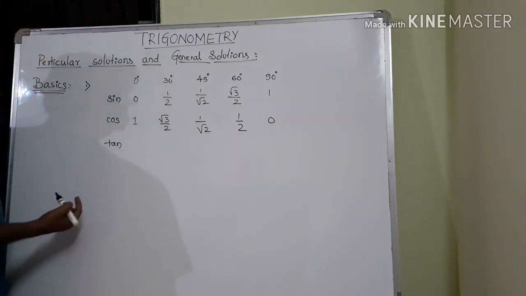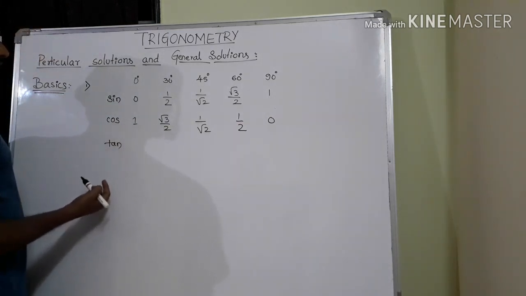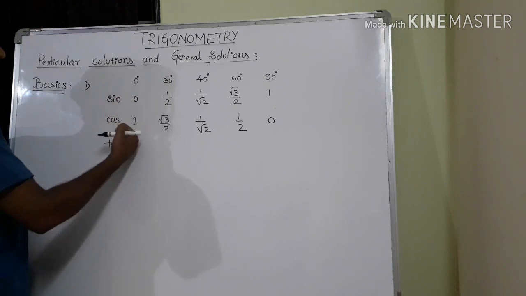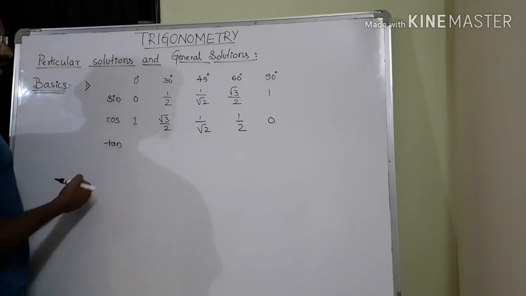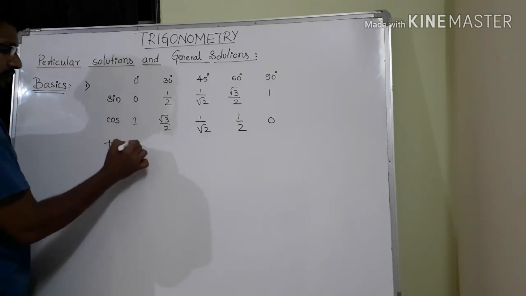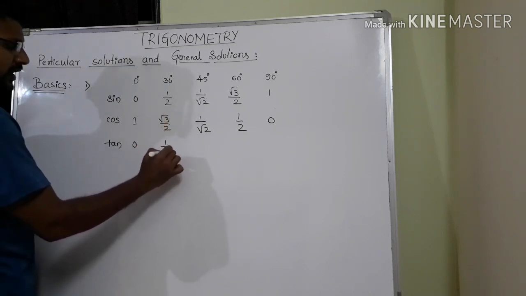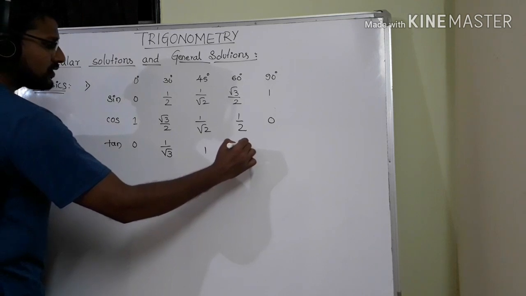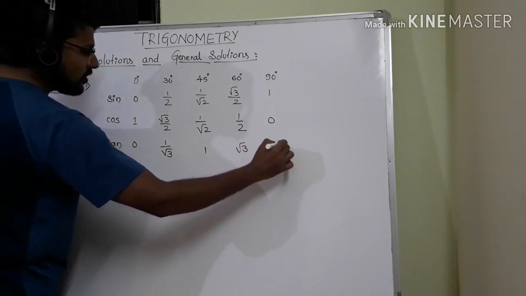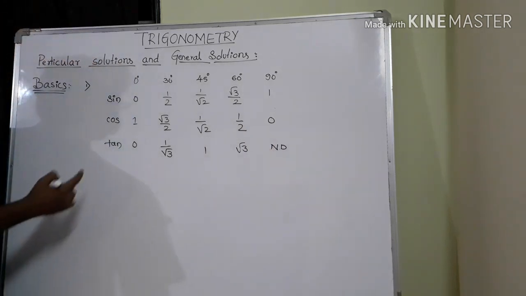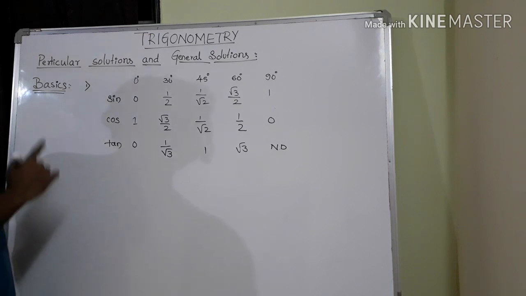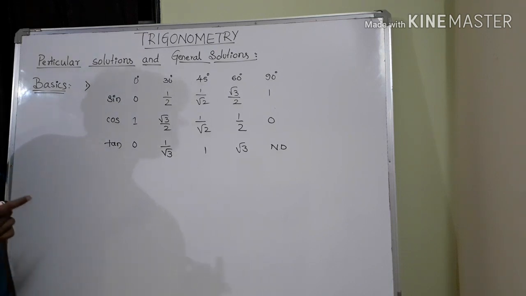To write the values for tan, you just need to divide sine and cos, because we know tan is nothing but sine by cos. So 0 by 1 gives you 0. This is 1 by root 3 and this is 1. This is root 3 and this is not defined. So the first thing is you should be comfortable with this table, otherwise it's very difficult to understand the particular solutions.